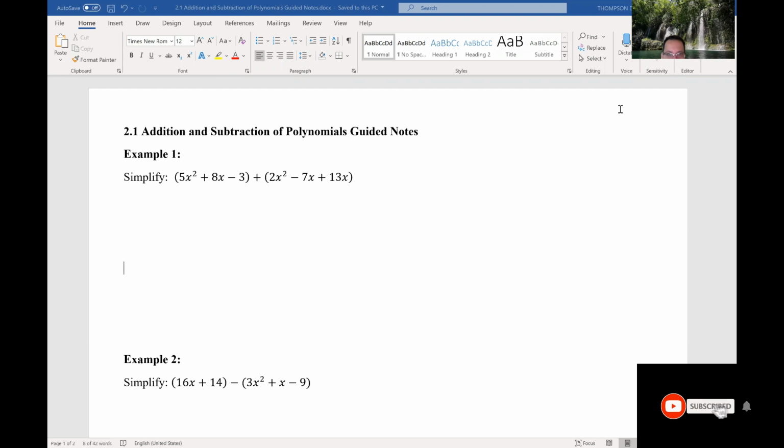Adding and subtracting of polynomials. Essentially what that means is combining like terms. Let's start with the first example. It says simplify 5x squared plus 8x minus 3. Then we'll add the polynomial 2x squared minus 7x plus 13x.